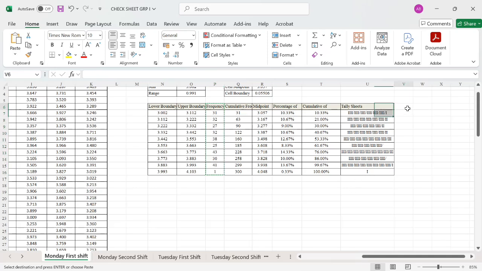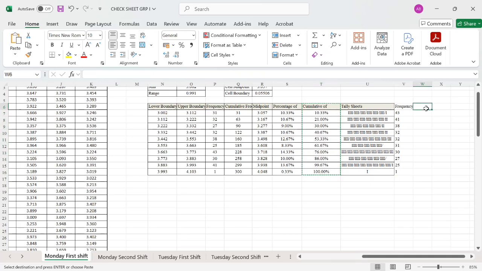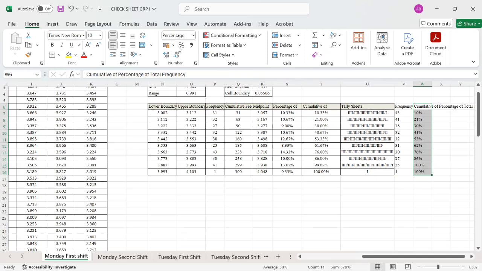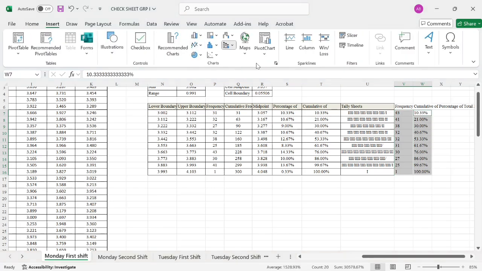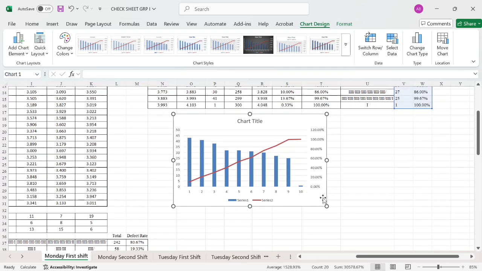Firstly, we need to take the frequency data, and then we have to sort the data from largest to smallest, so basically in descending order. And then we also need to take the cumulative percentage, and then select both of this data to start inserting a combo chart. Here we have the selection, so we have to select series 2 for this. It's okay. And then we need to arrange and modify this chart according to the data.